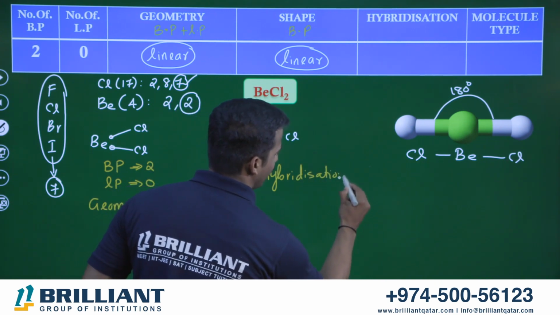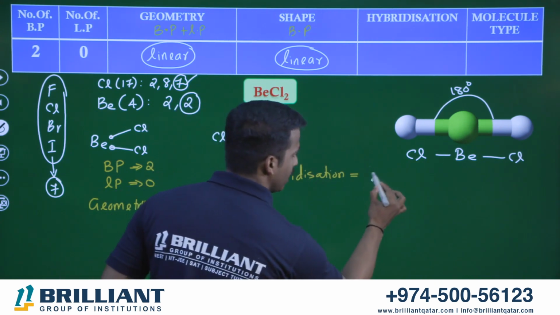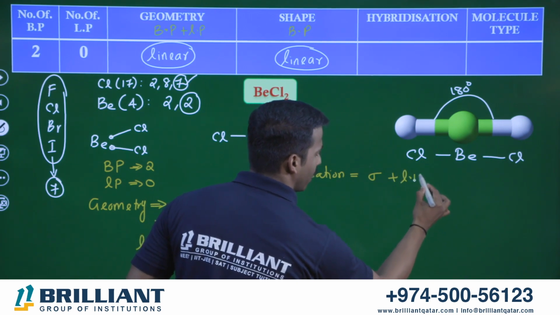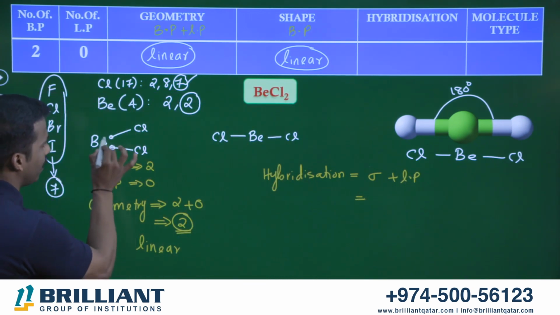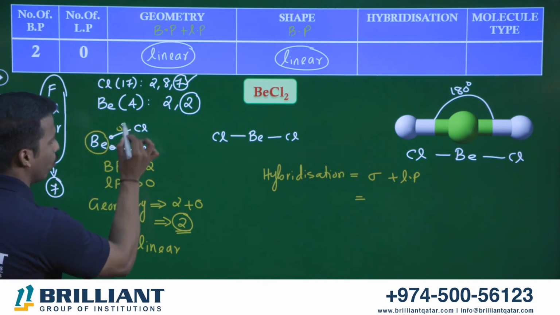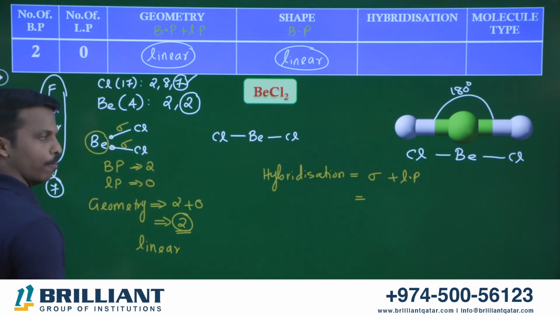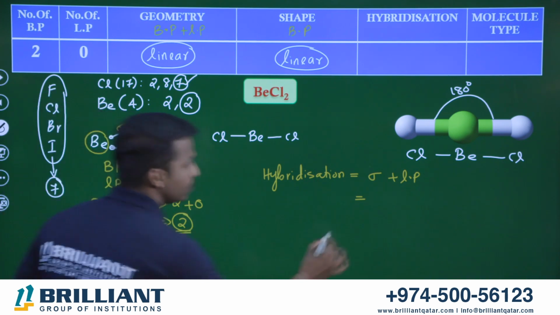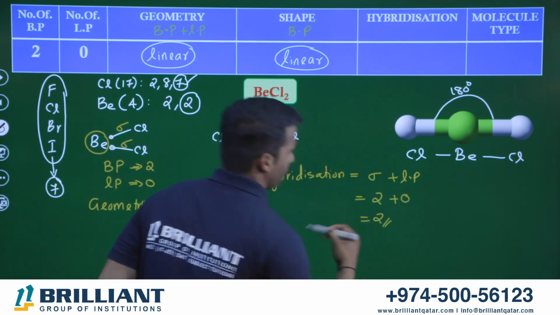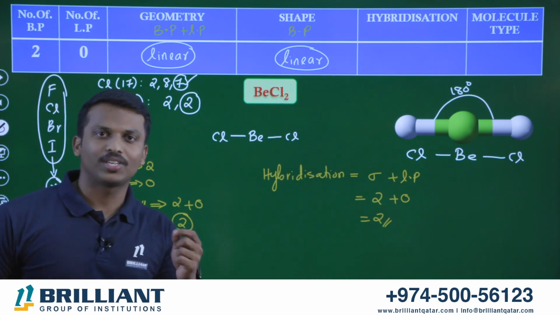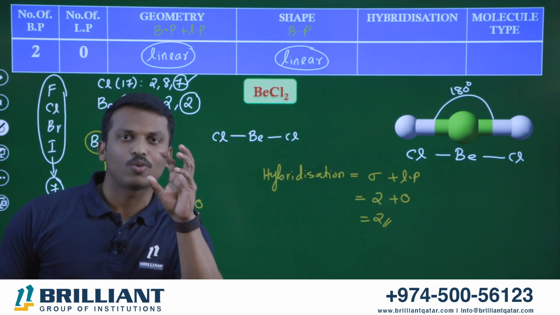Hybridization is calculated by the sum of sigma bonds and lone pairs on the central atom. Let's go. On the central atom beryllium, how many sigma bonds are there? 1, 2. Two sigma bonds. Any lone pair? No. So 2 bond pairs plus 0 lone pairs is equal to 2. Dear student, the total sum is equal to 2.